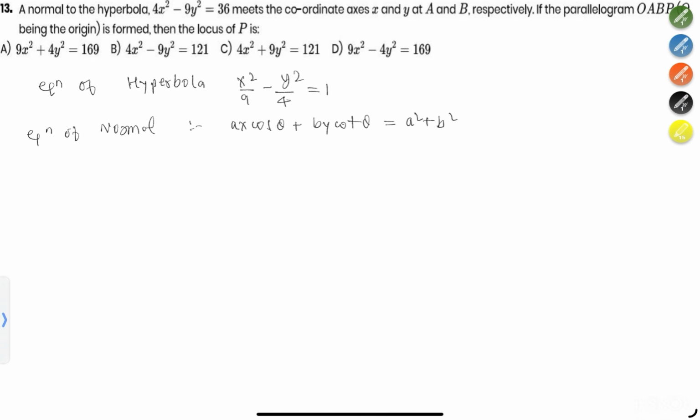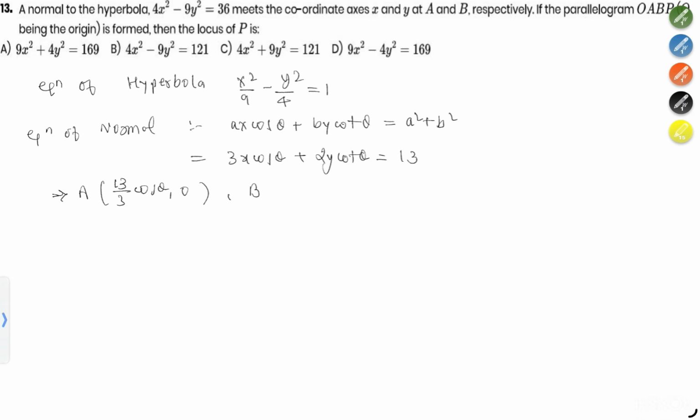So the value of a is 3 and the value of b is 2. So we can say 3x cos theta plus 2y cot theta equals 13. So it implies the coordinate A is going to be 13 by 3 cos theta comma 0 and the coordinate B is going to be 0 comma 13 by 2 tan theta. These things we will get. Now let us draw the parallelogram that they have asked.